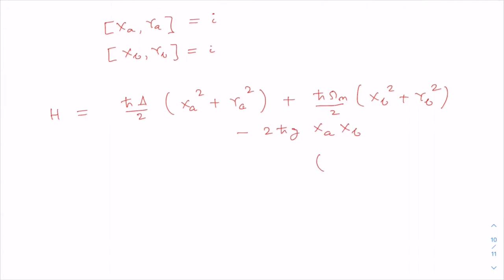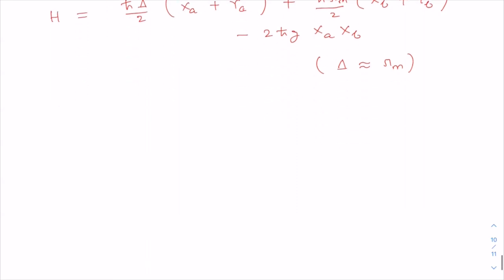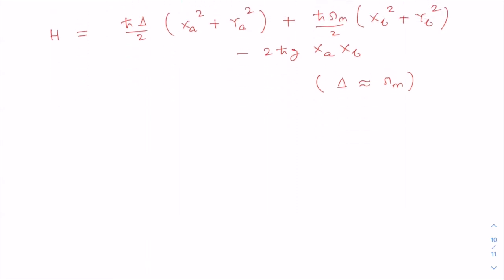While I have written it, I am assuming that delta, the detuning parameter, is almost equal to omega m, that is the resonance frequency of the mechanical oscillator. This should remind you about the degenerate case that I discussed while explaining what we mean by normal mode splitting. Now, if you look at this Hamiltonian, this should remind you about another case that we have discussed in an earlier class about coupled harmonic oscillators, where we have written the Hamiltonian as this.